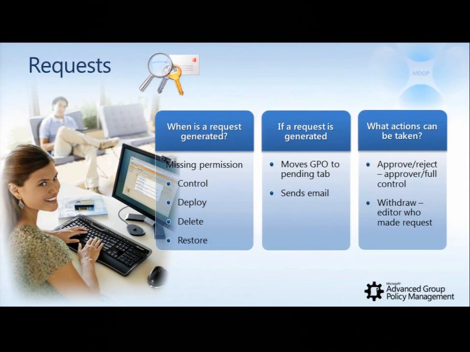Then of course these requests, when do I generate a request? Well, when you don't have the permission. When you don't have the permission to take a group policy under control, or when you don't have the permission to create one or deploy one or delete one, that's when the request moves into the pending tab. And it sends an email to the admin. Then it's up to the admin to say, I approve or I reject. That's what I've shown you.